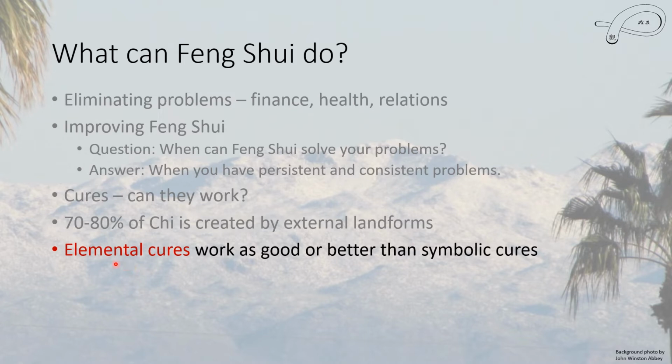The other problem is if your cure is not made out of the right material, it may not work well. I don't use the cures from these stores anymore. I use something called an elemental cure, and I found it actually works better than what I'm calling symbolic cures. That's anything you get from the Feng Shui stores, so all those figurines or wind chimes or crystals. And an elemental cure works in a fundamentally different manner. It's not symbolizing anything. It actually works in a more fundamental way.